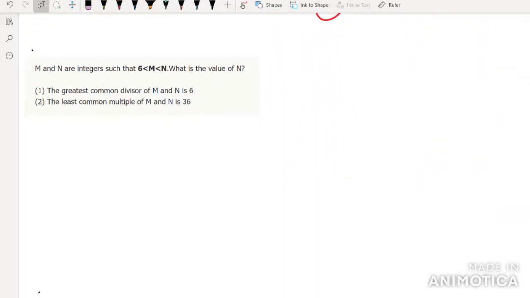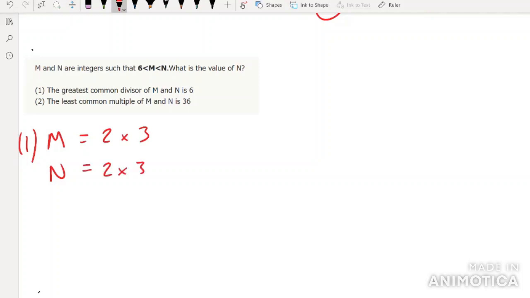Okay. m and n are integers such that 6 is less than m is less than n. What is the value of n? Statement 1: the greatest common divisor of m and n is 6. Okay, so in other words, that's the highest common factor. So what does that tell us? Just translating, we must have a 2 and a 3 in m, and we must have a 2 and a 3 in n, and then some other stuff. What is the value of n?